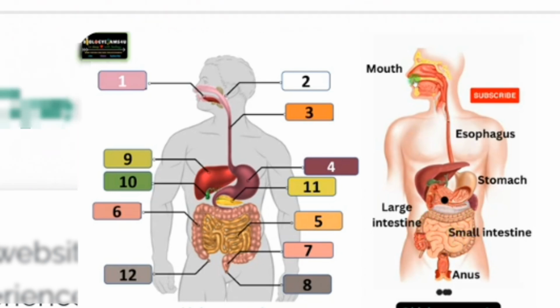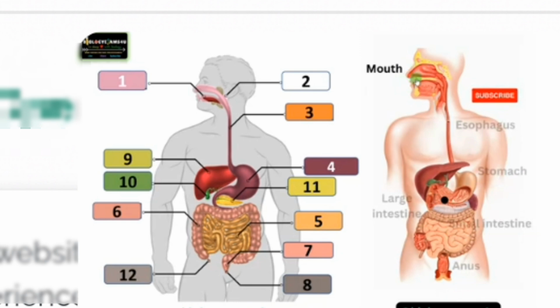As you see, this is a long tube starting from mouth to anus, and this is called the alimentary canal. So the digestive system is made up of two components. First one is the alimentary canal starting from mouth to anus, through which the food moves. It includes mouth, esophagus, stomach, small intestine, large intestine, anus, rectum, etc. The second component are the accessory organs like liver, gallbladder, salivary glands, etc.